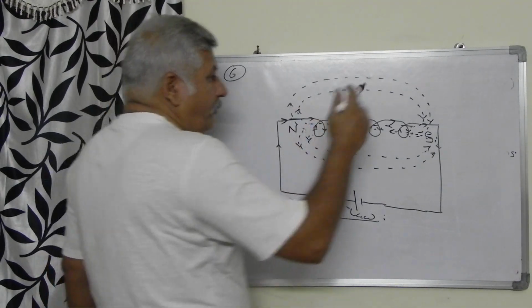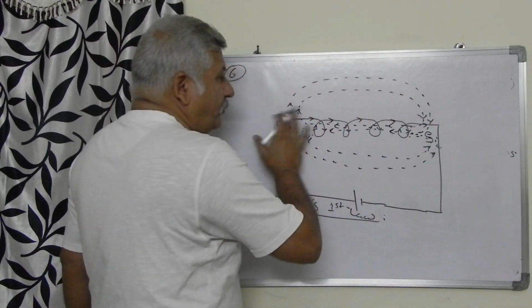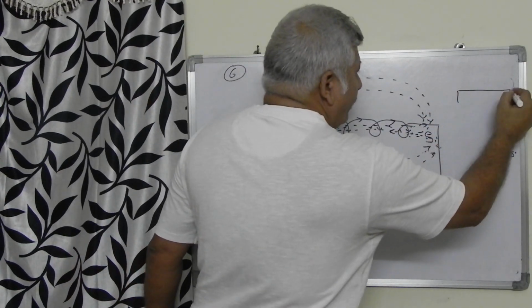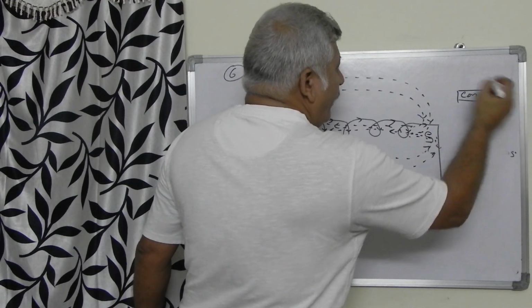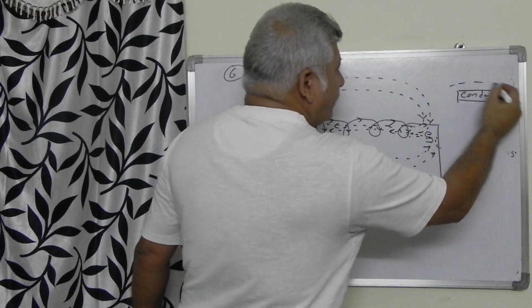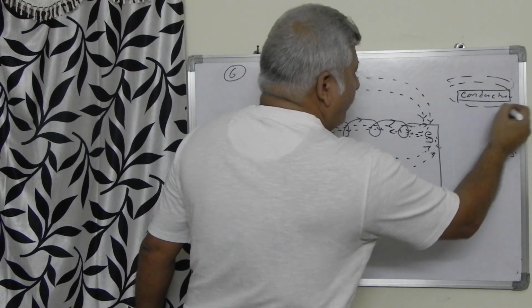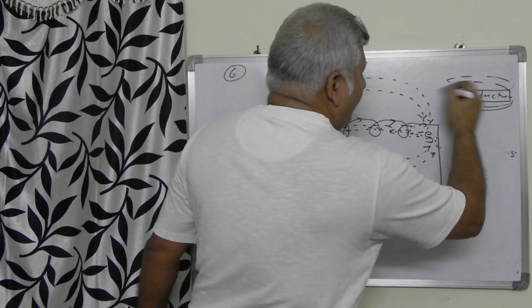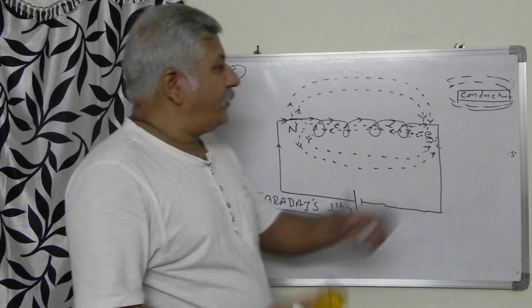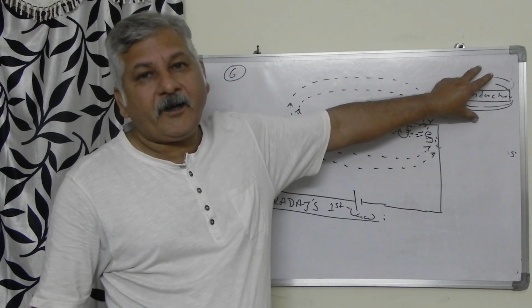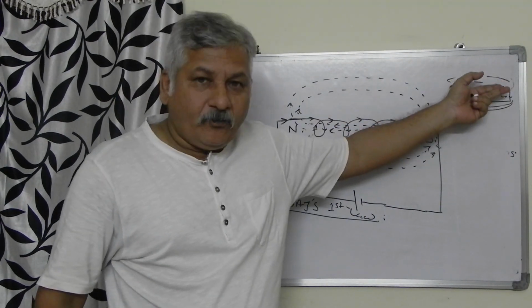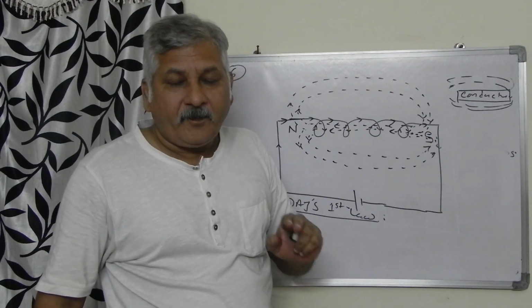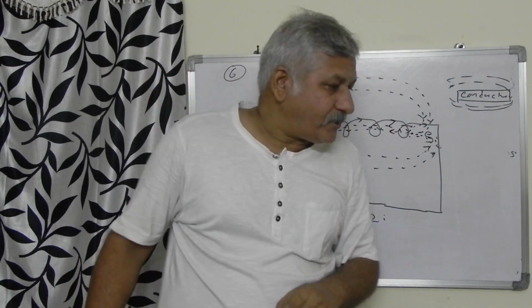Now, suppose this is one conductor and this conductor is placed, this is some magnetic field, right? This conductor is placed in varying magnetic field, then a voltage is induced in this conductor. This is the Faraday's first law.